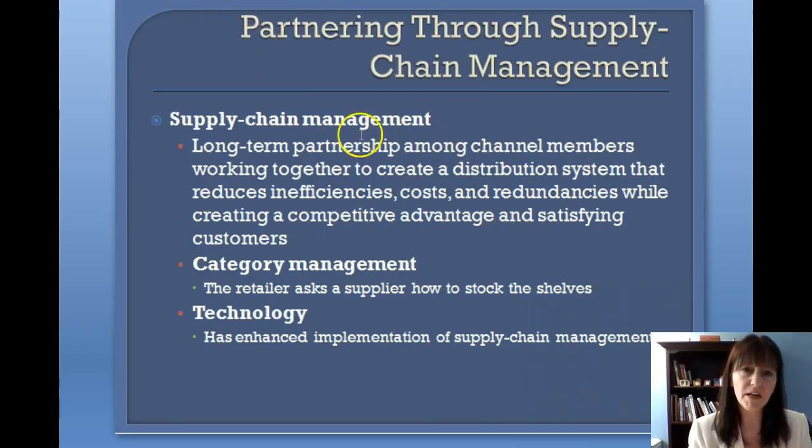When we talk about supply chain management, it's usually a long-term partnership. I mentioned on the previous slide, you have a special relationship with a retailer, and supply chain management is really about managing the relationships from being the producer to the relationships that you might have with a wholesaler or a retailer, and the relationships between wholesaler and retailer, and so on and so forth.